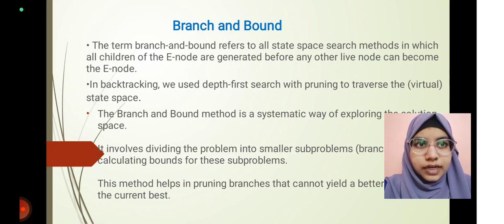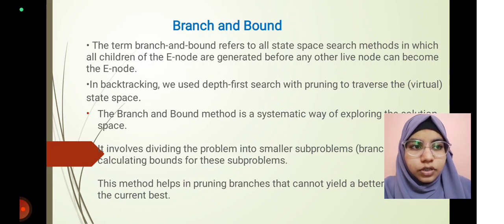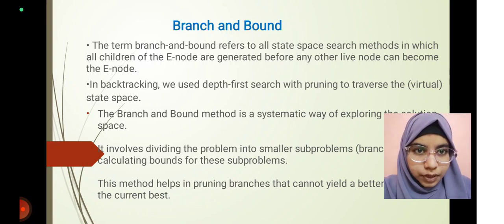Branch and bound. The term branch and bound refers to all state space search methods in which all children of the E node are generated before any other live node can become the E node. In backtracking, we used depth first search with pruning to traverse the virtual state space. The branch and bound method is a systematic way of exploring the solution space. It includes dividing the problem into smaller subproblems (branch and bound), and calculating bounds for these subproblems. This method helps in pruning branches that cannot yield a better current best solution.